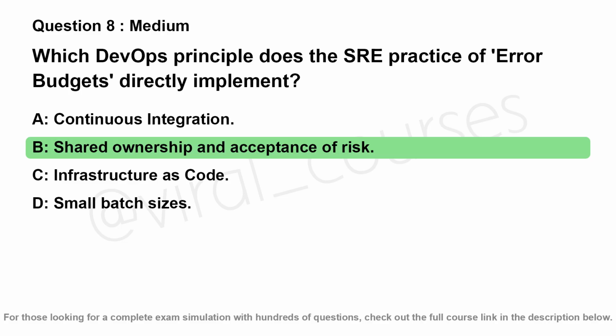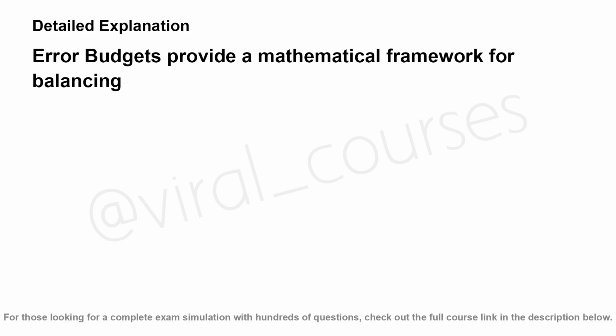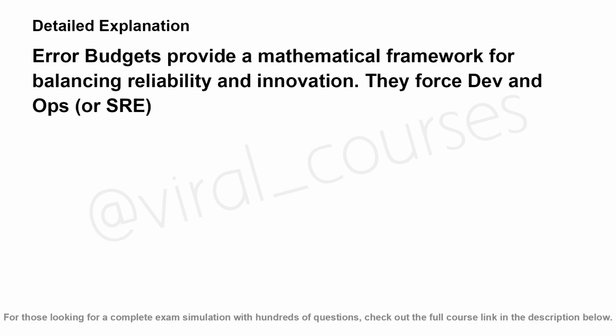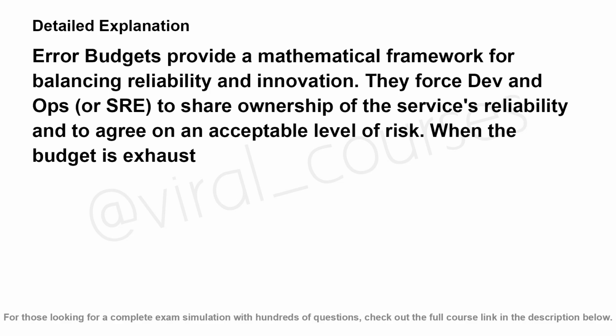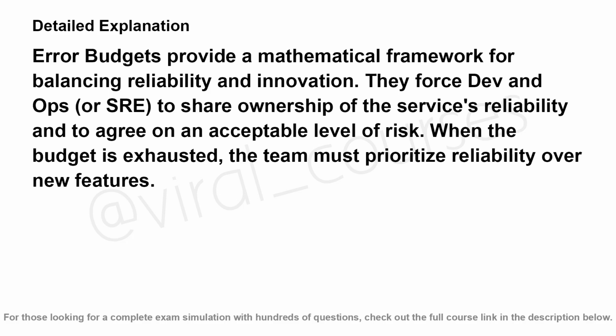The correct answer is B. Error budgets provide a mathematical framework for balancing reliability and innovation. They force dev and ops, or SRE, to share ownership of the service's reliability and to agree on an acceptable level of risk. When the budget is exhausted, the team must prioritize reliability over new features.